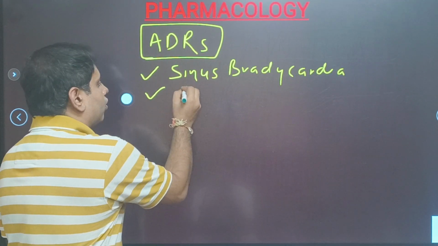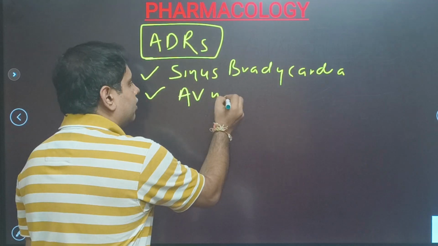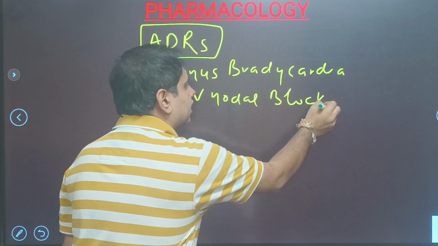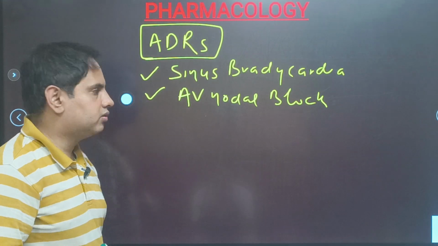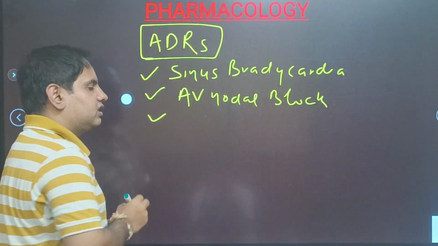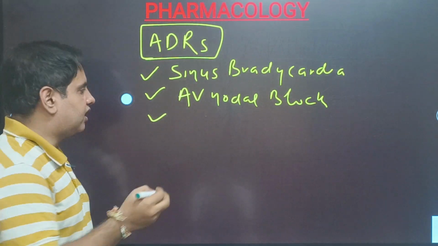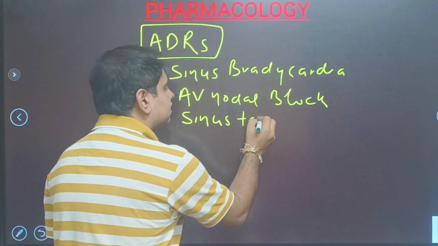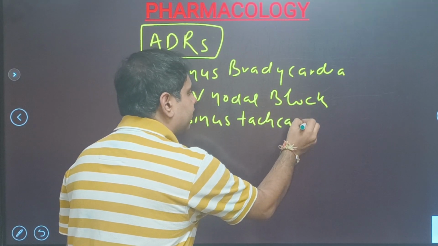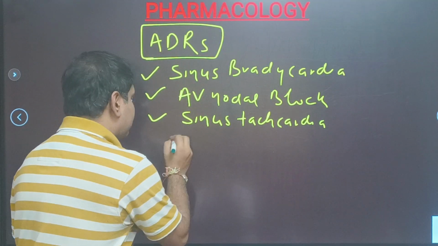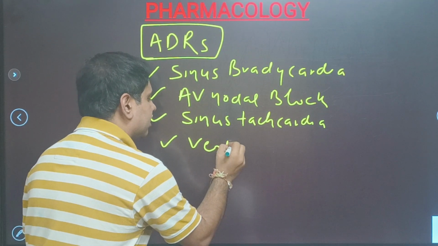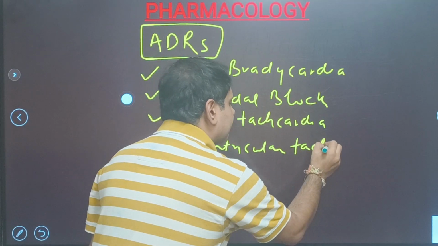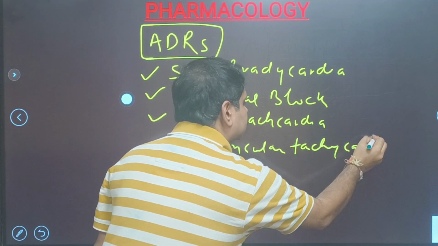देन AV nodal block, एवी नोड को ब्लॉक कर सकता है, there is a primary block, secondary block, third degree block. Then it will result in increase in sinus tachycardia, जो उसके इफेक्ट थे वही आपके एडवर्स इफेक्ट मतलब वही बढ़ जाएंगे, sinus tachycardia and ventricular tachycardia if you are not maintaining the dose. These are the adverse effects.